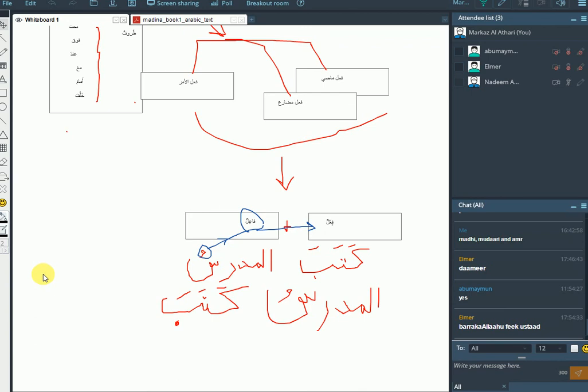Here we have again an example of fi'l, which is kataba, and fa'il, which is al-mudarrisu. Al-mudarrisu, afwan, the arrow shouldn't be that, the arrow should go to al-mudarrisu. Because of that dhamma, it's showing us it is the fa'il of this verb kataba. Is that clear, my brother, so far?